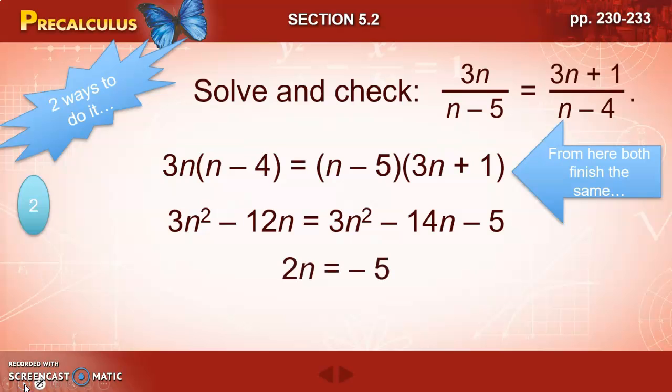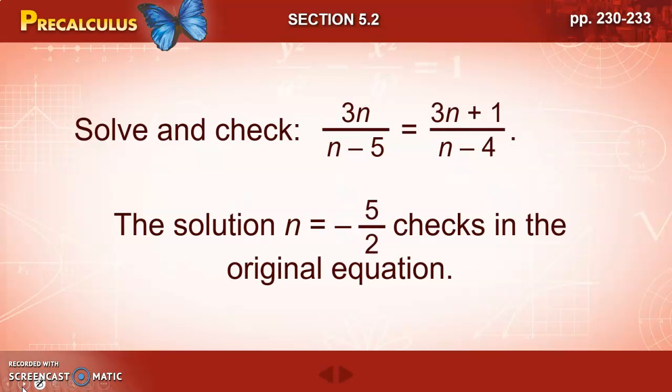We can eliminate our n squared terms here by subtracting 3n squared from both sides. We eliminate our n squared term, and then by combining our n terms and our constant terms, we get 2n equals negative 5, which then means that n equals negative 5 halves. We are going to solve, and then we're going to check our work.